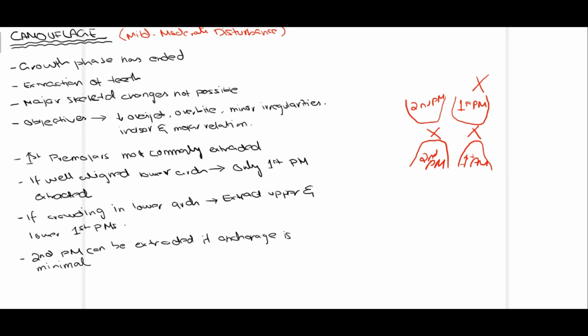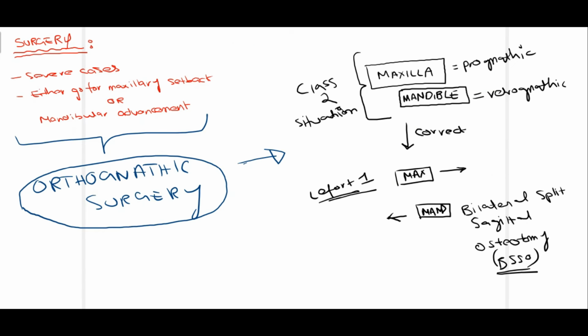Now, when the growth has also ended and the patient has severe class 2 malocclusion, then we go for surgical treatment, that is orthognathic surgery. Now, we have two options. Either we can do maxillary setback, that is to move the maxilla in a backward direction, or we can do mandibular advancement, that is to move the mandible in an advanced direction, in this direction.